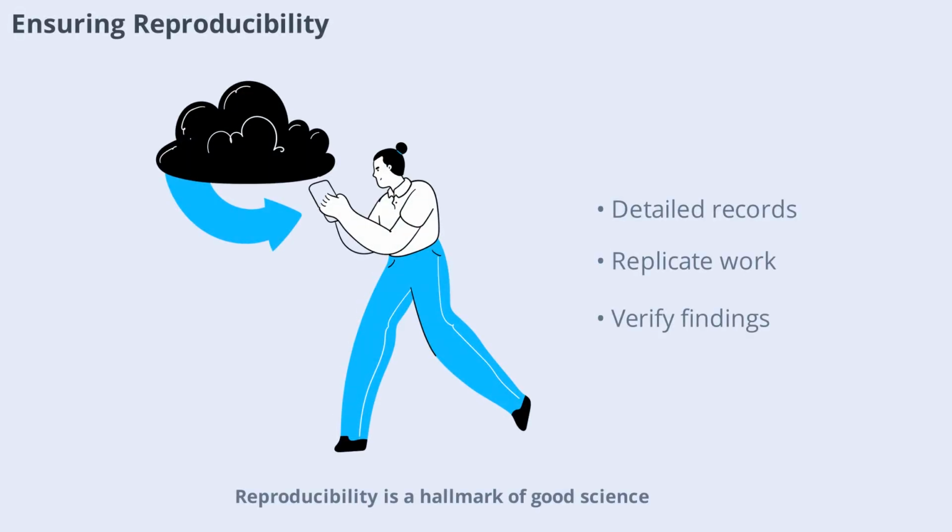Reproducibility is a hallmark of good science. Keep detailed records of all procedures, materials, and conditions used during data collection. This allows other researchers to replicate your work and verify your findings. Reproducible data strengthens the credibility of your research.